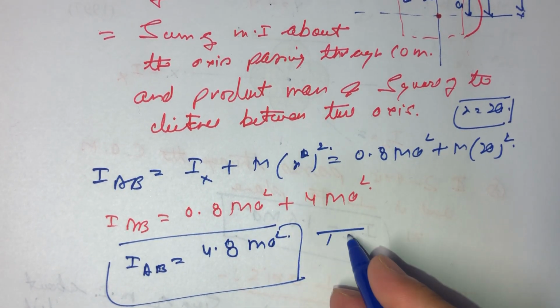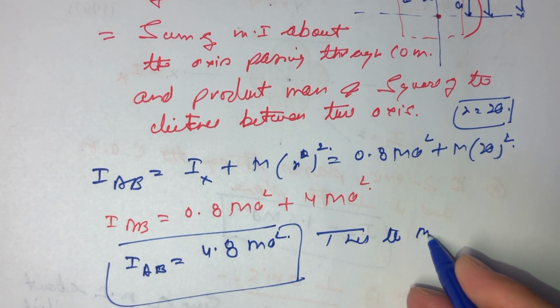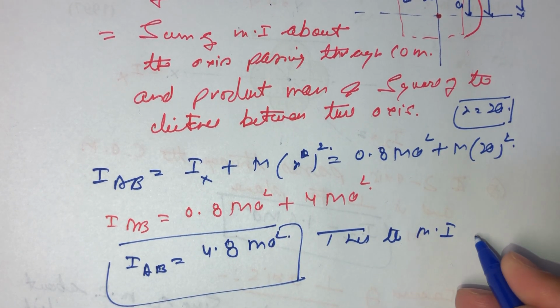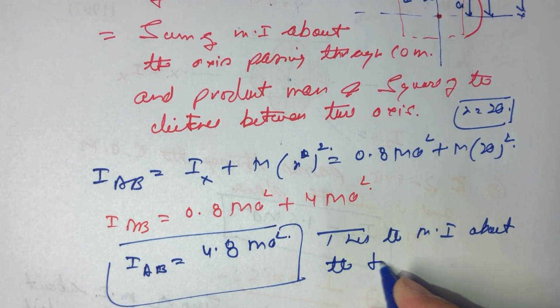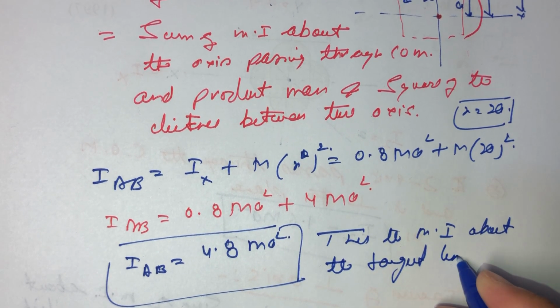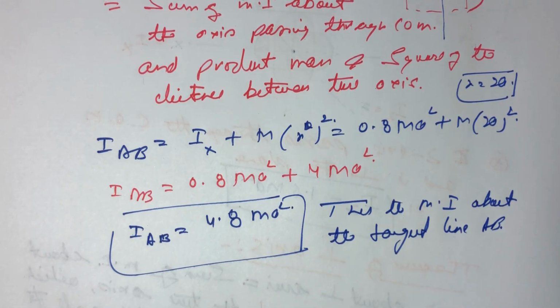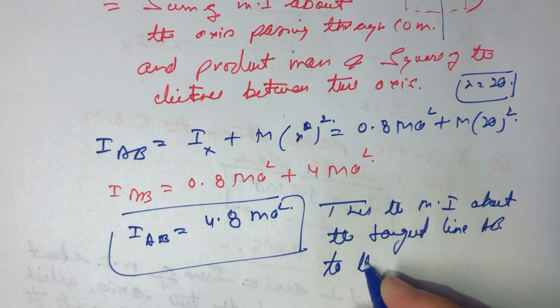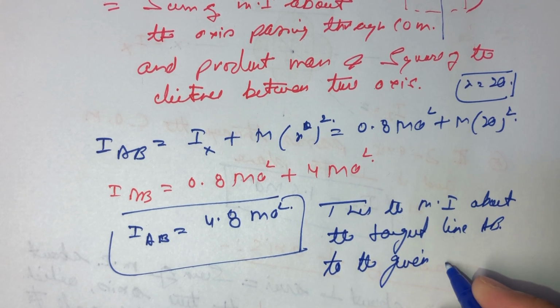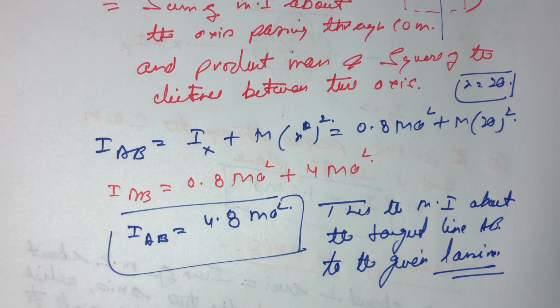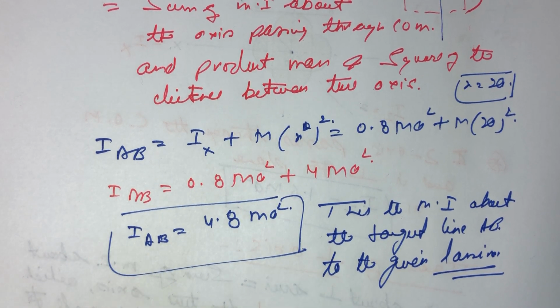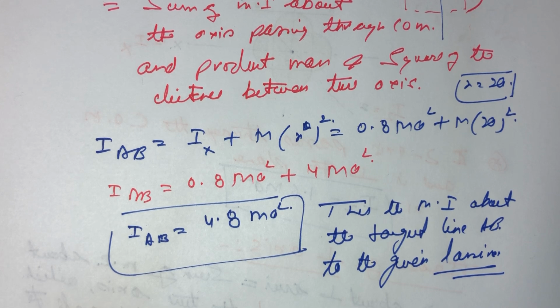This is the moment of inertia about the tangent line AB to the given lamina. So in this case, both theorems are used, parallel as well as perpendicular axis, in order to find out the moment of inertia of the tangent axis.